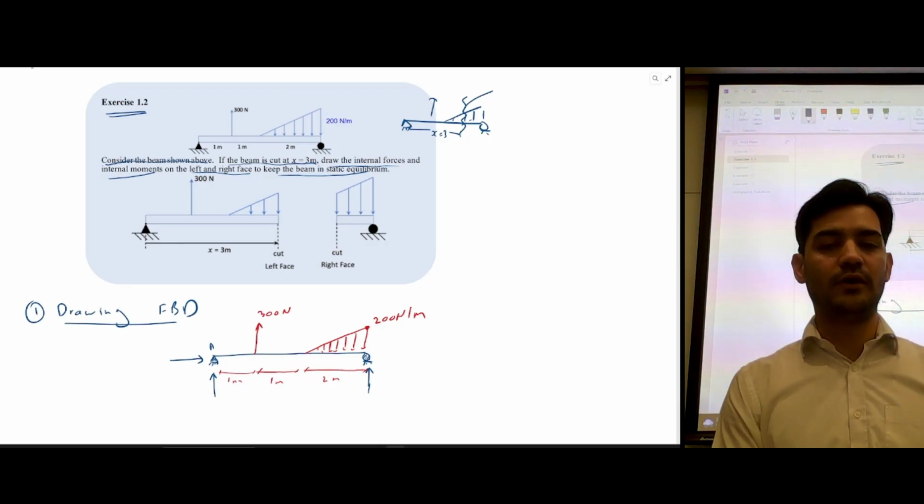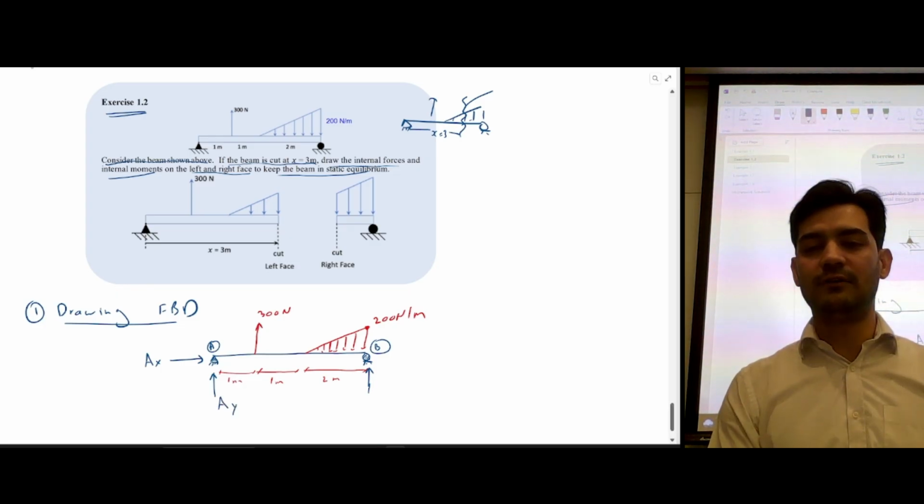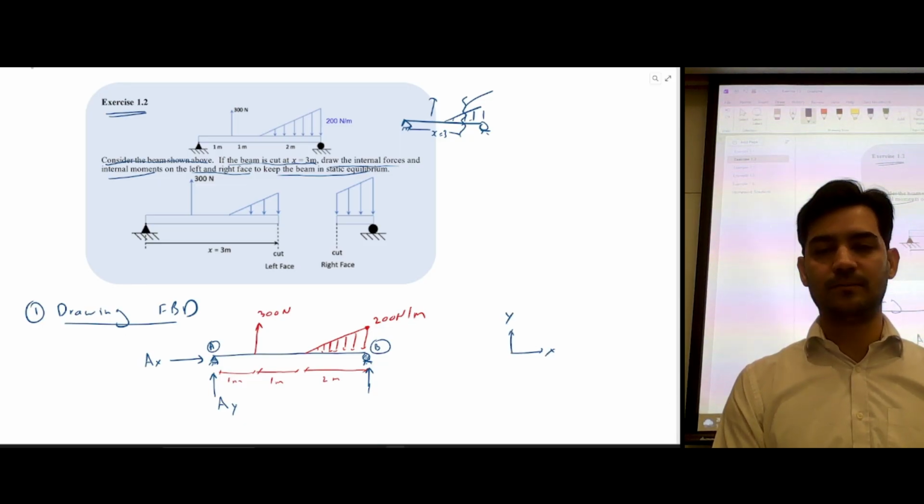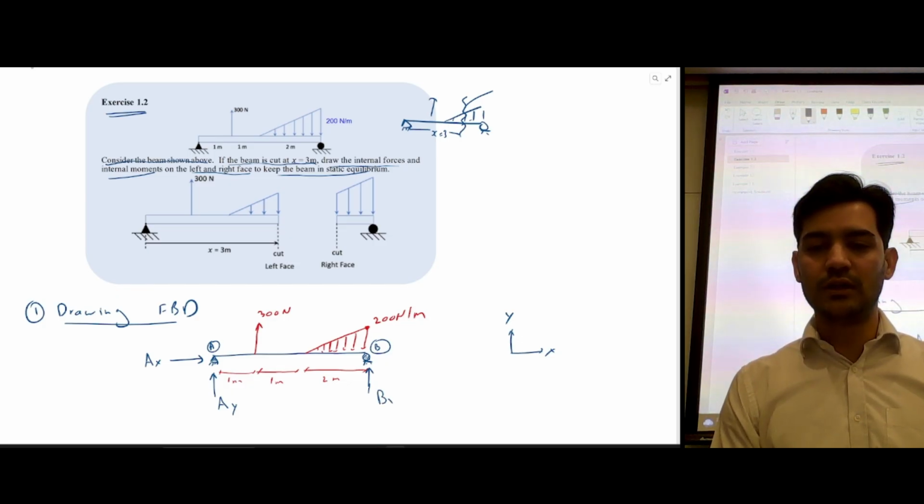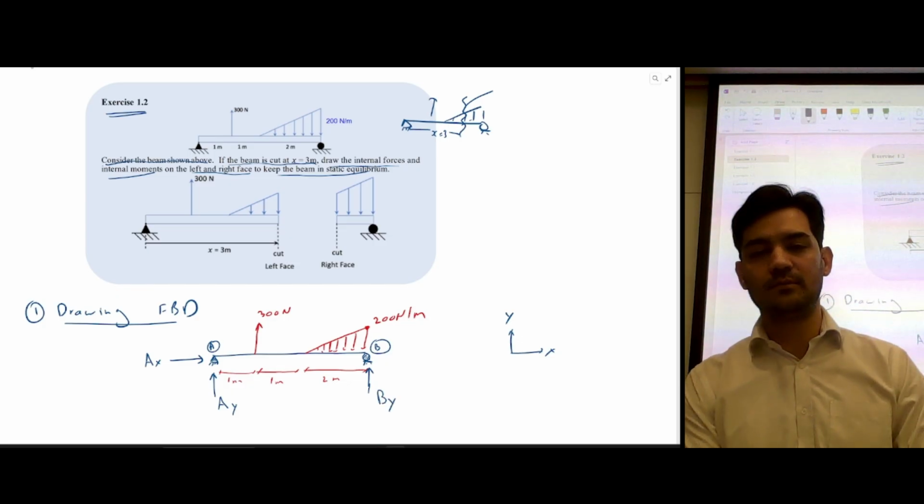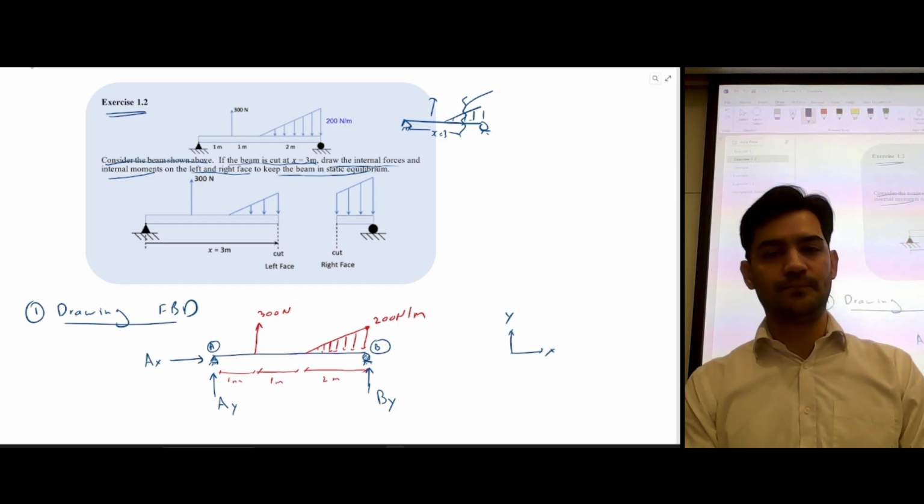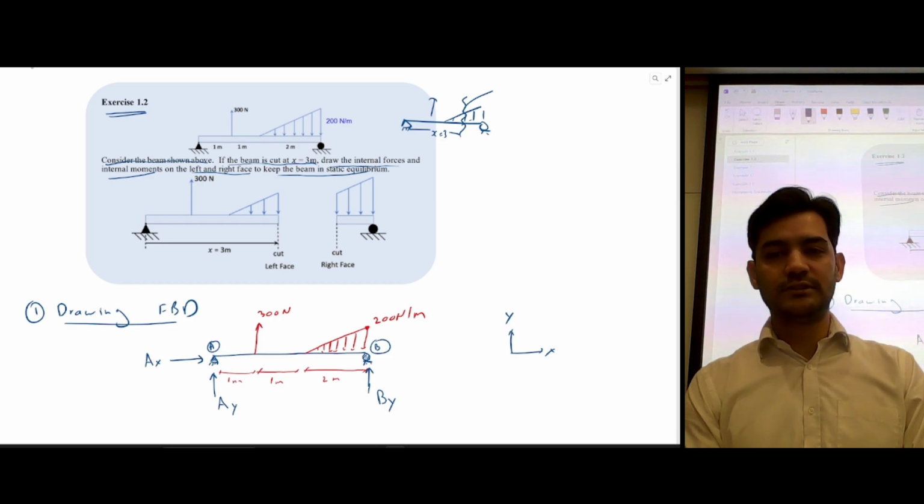So I will call this point A, I will call this point B. So this force is called AX. This force is going to be called AY because it's acting along the y-axis if we assume that this is the x-axis and this is the y-axis. And this is the force at B, which is acting vertically along the y-axis. So I'm going to name it BY.